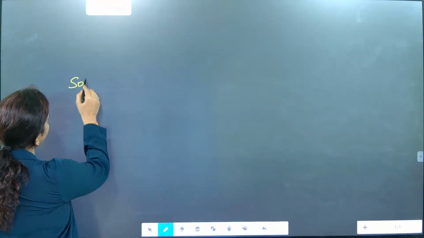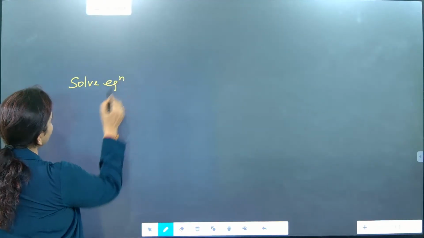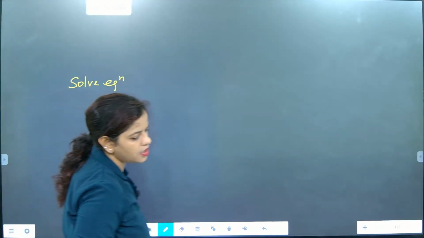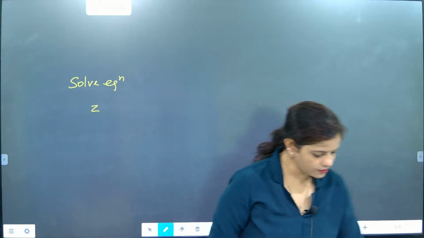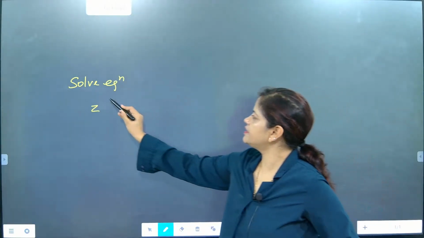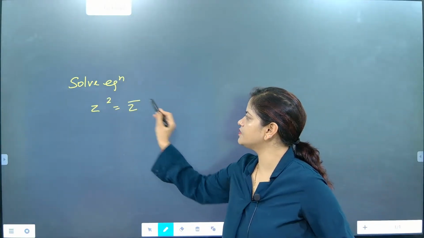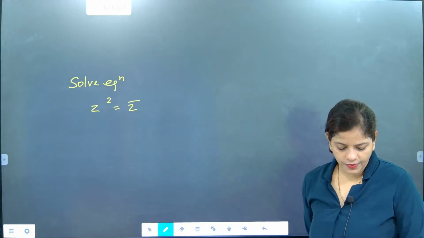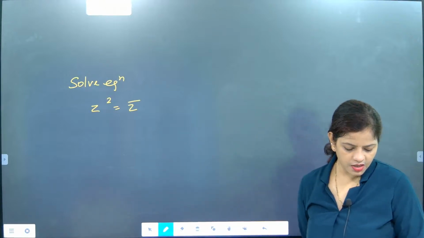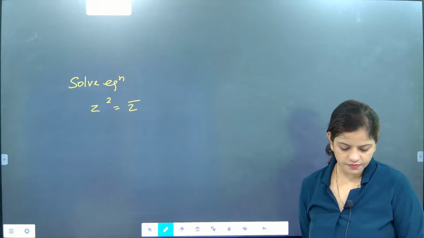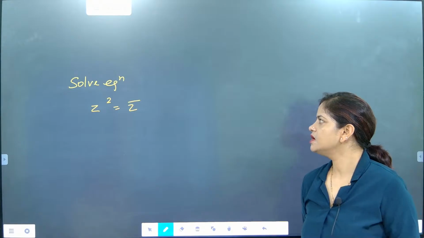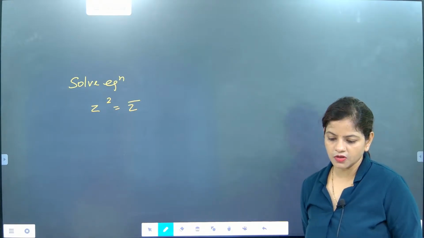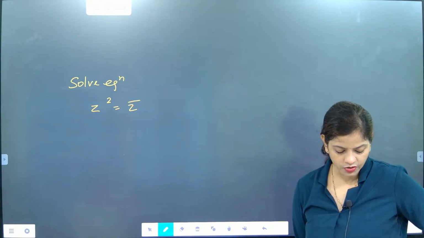You need to solve this equation. Solve the equation. Write down z. Write down z square. Wait 1 minute, beta. Z square equal to modulus of z. Will you be able to do it? Z square is equal to modulus of z. No idea. Only solve this equation. Solve the equation. Now, if they give you a question like this, how are you going to proceed?